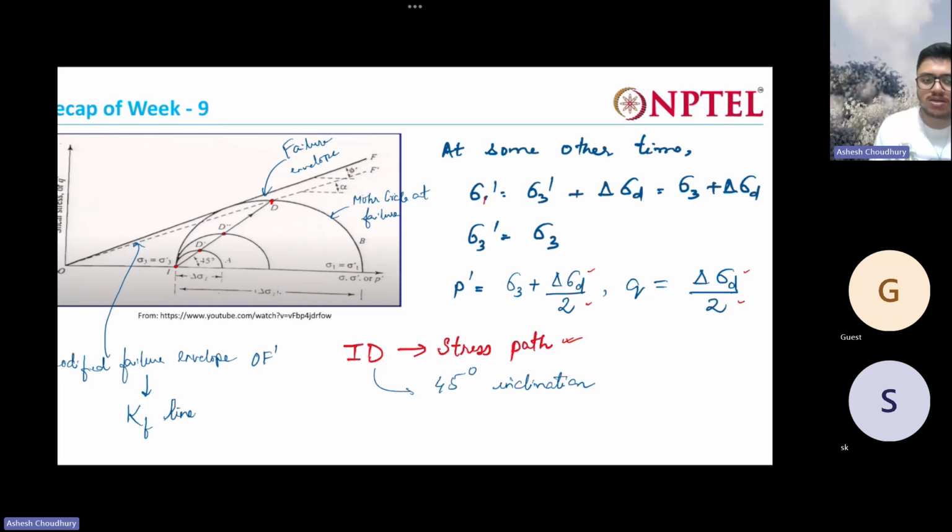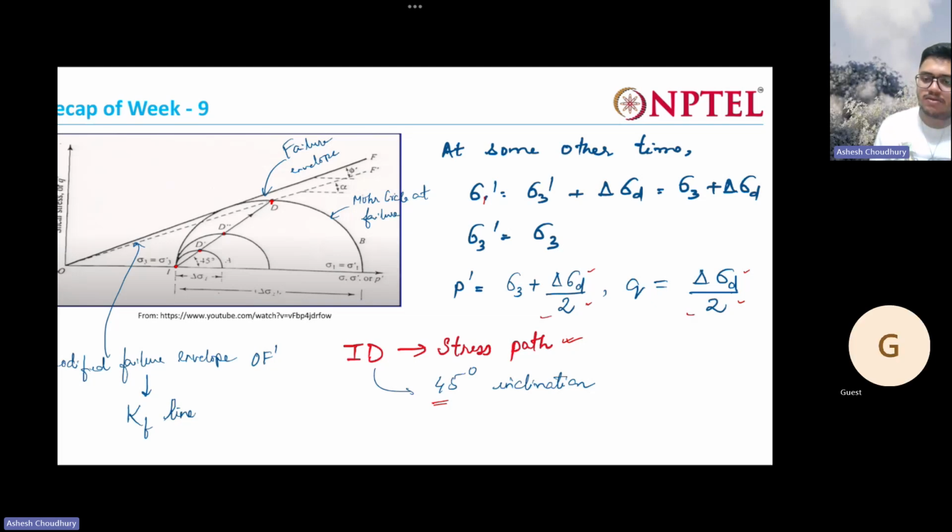Now for normally consolidated clays, the inclination of this ID stress path is 45 degrees. So if you find out the slope from here, you will see that the inclination is nothing but 45 degrees.